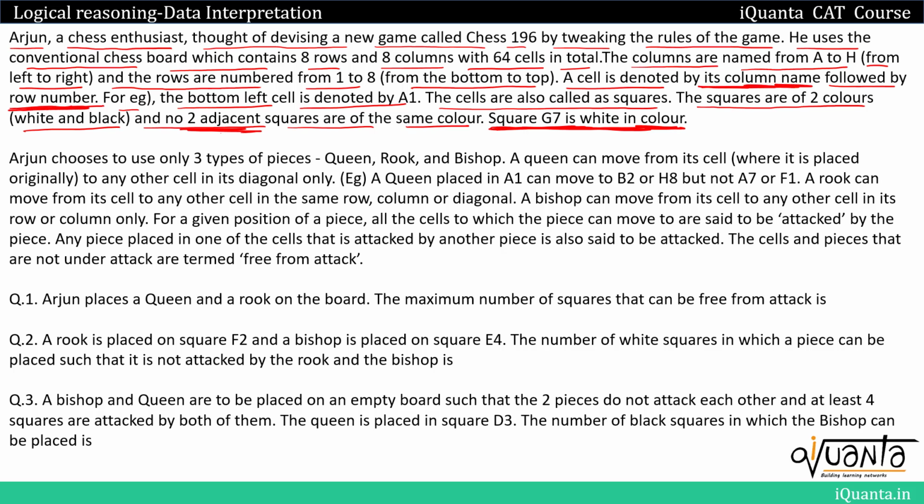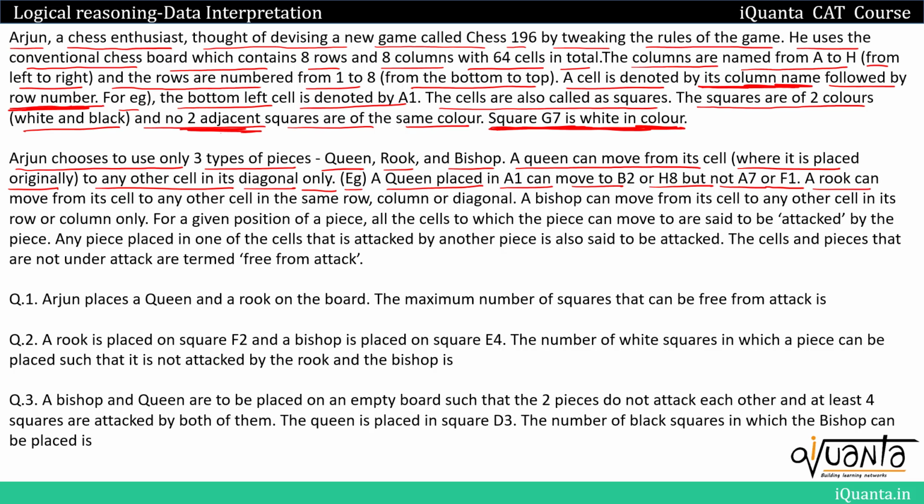by its row number. Now after that, Arjun chooses to use only three types of pieces: queen, rook and bishop. A queen can move from the cell where it is placed originally to any other cell in its diagonal only. So a queen can only move in the diagonal positions. For example, a queen placed in A1 can move to B2 or H8 but not A7 or F1. So basically this is regarding the cells where the queen can reach diagonally.